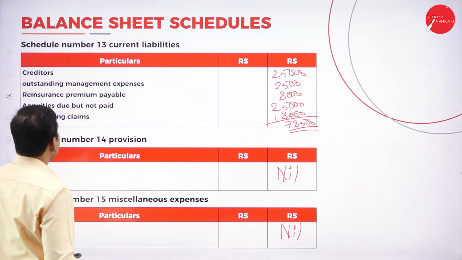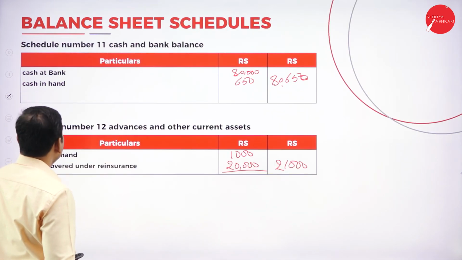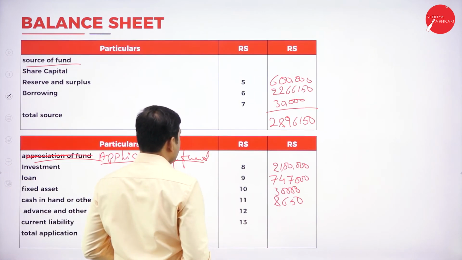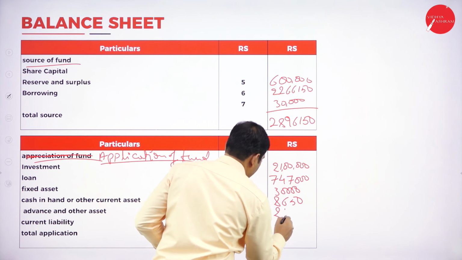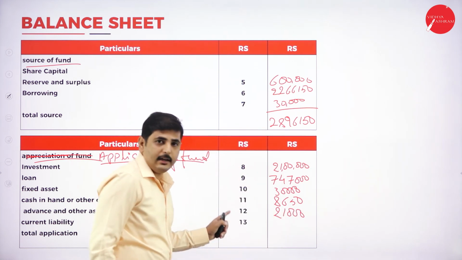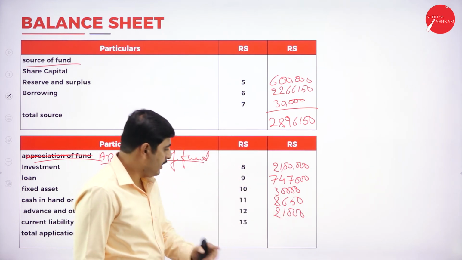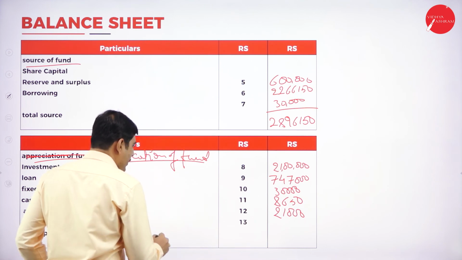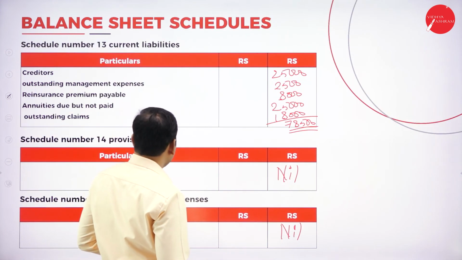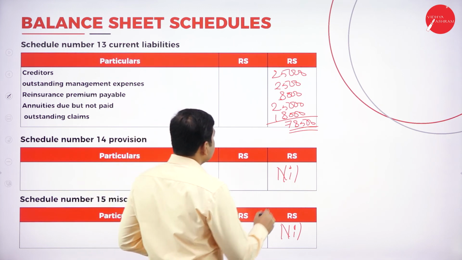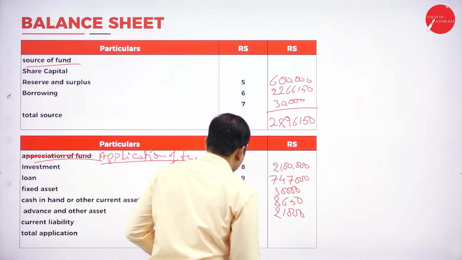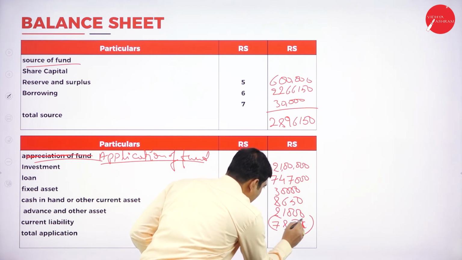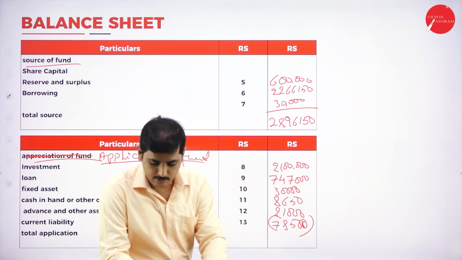Next one, advances and other assets, schedule number 12, other current assets, 21,000. Here current liability should be deducted. Keep this in mind. Schedule number 13, current liability should be deducted. It is a negative balance. What is the current liability we are having here? It is 78,500 that should be deducted. Keep this in mind. Don't get confused.